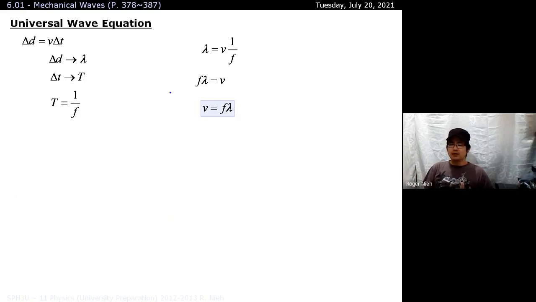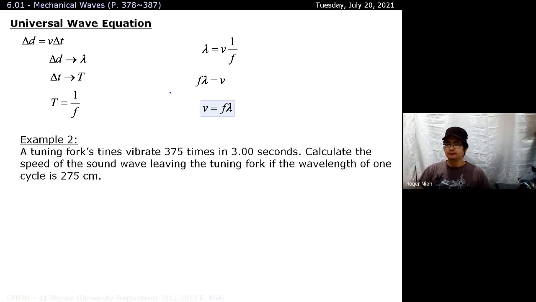But for grade 11, we're only going to be using this equation with physical objects, so waves on a string, or even waves with compressions and rarefactions in air, and that's all we'll stick to here.